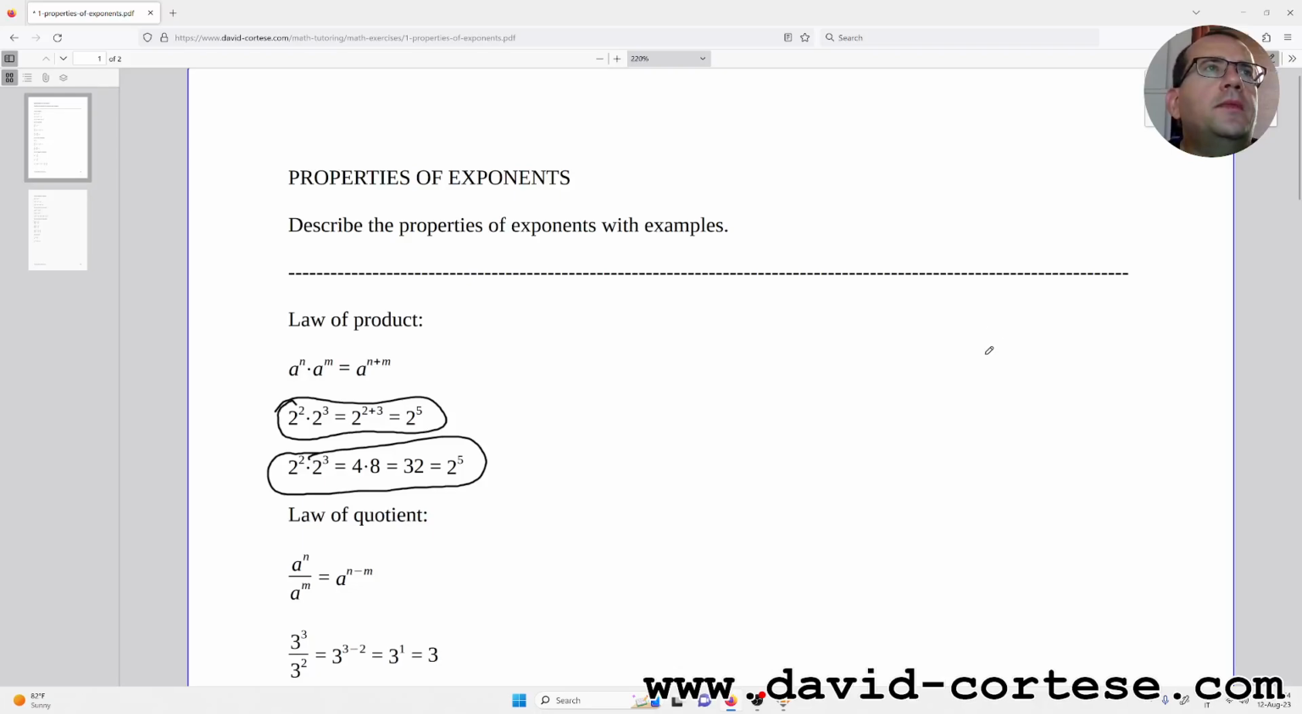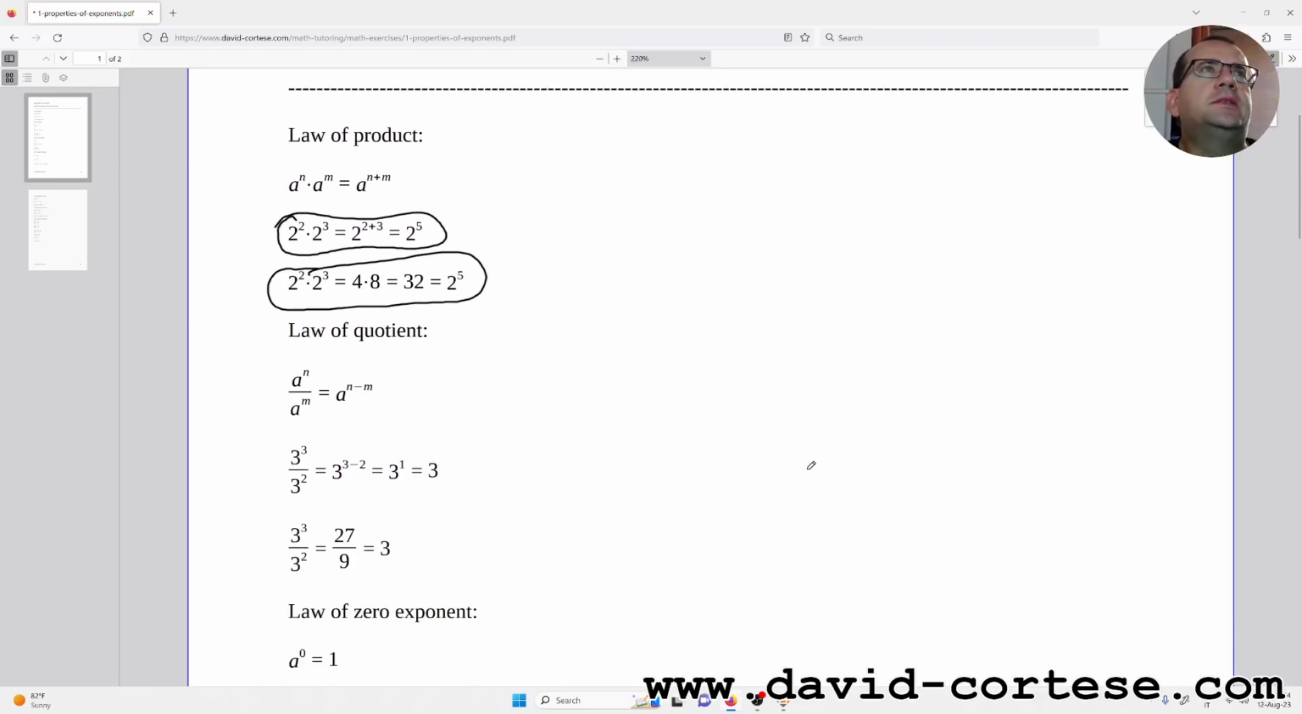The second law is the law of quotients. So it's a raised to n over a raised to m is a raised to n minus m. This is an example. 3 raised to 3 over 3 raised to 2, that is basically 27 over 9. It's 3 raised to 3 minus 2, that is 3 raised to 1, that is 3.